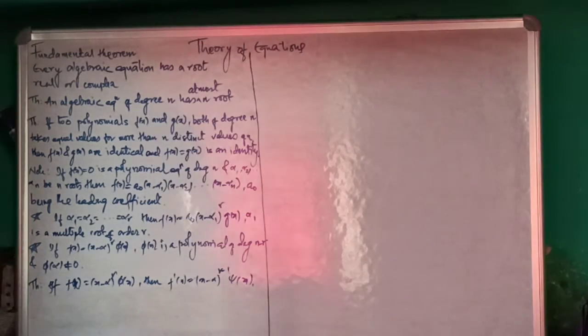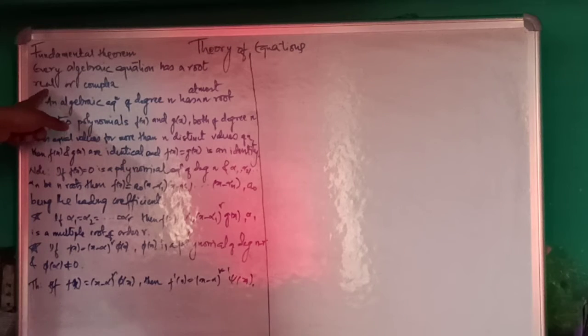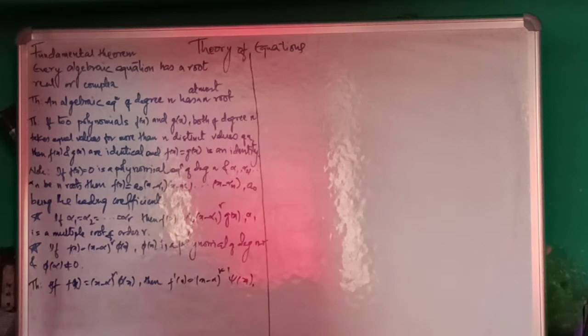Okay, we'll start this topic, theory of equations, for this class. First of all, we'll start with the fundamental theorem of classical algebra, which states that every algebraic equation has a root, real or complex. So, any algebraic equation has a root, either real or complex.